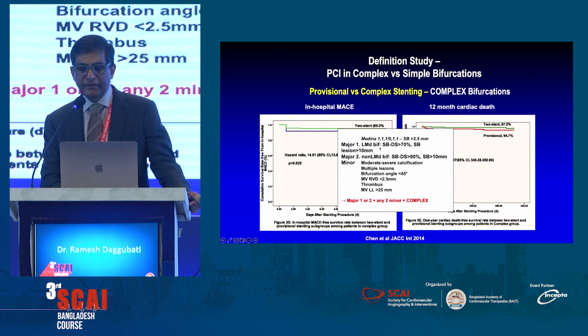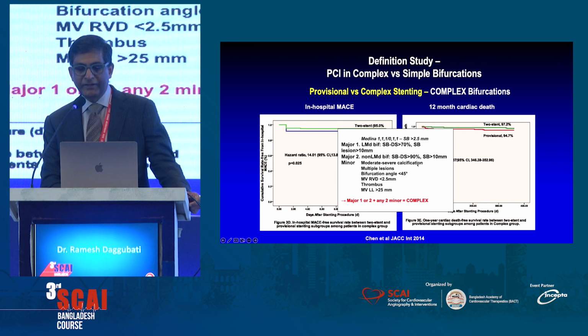They created a major and minor criteria. One major criteria is left main distal bifurcation, side branch diameter stenosis more than 70% of the circumflex, and the lesion length is more than 10 millimeters. In non-left main, side branch stenosis of a diagonal, for example, has to be more than 90%, and lesion length still has to be more than 10 millimeters.